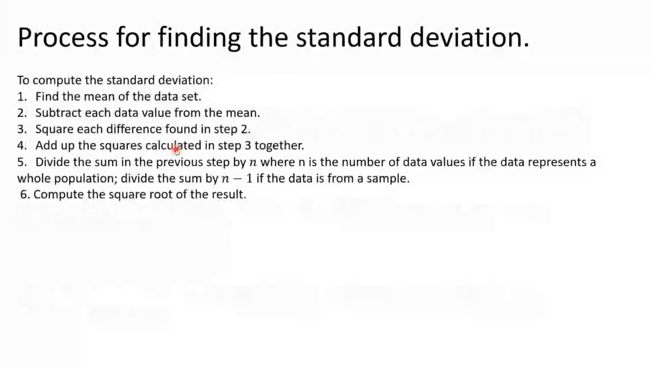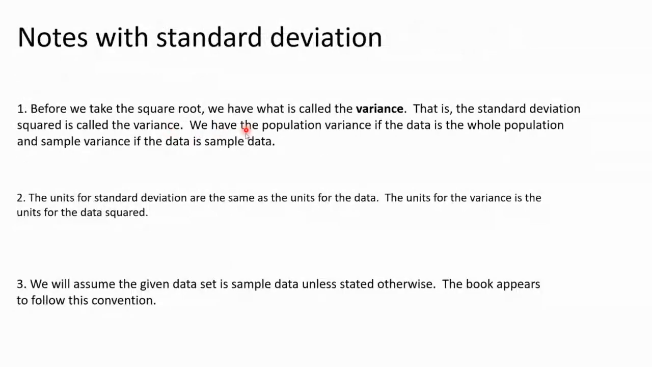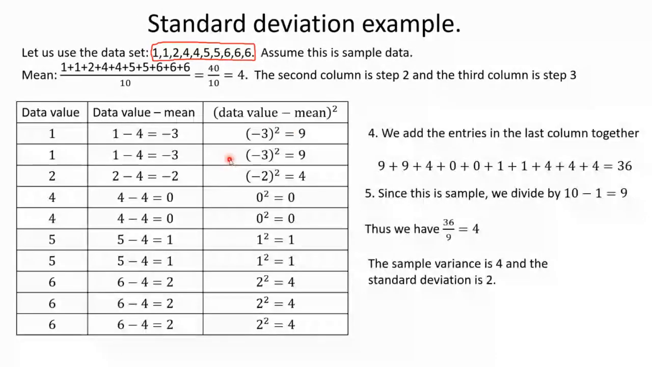Now we're going to add up these squares. I think in the steps I listed, I wrote subtract the data value from the mean. But again, it's okay if we did this because we're squaring. So from here, we're going to add up these values. Adding them up, what do we get? 36. And now remember, this is step 4.